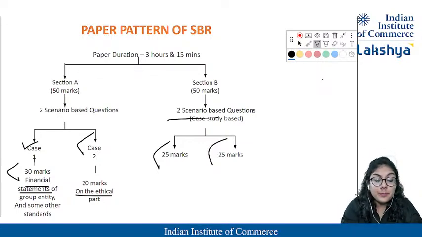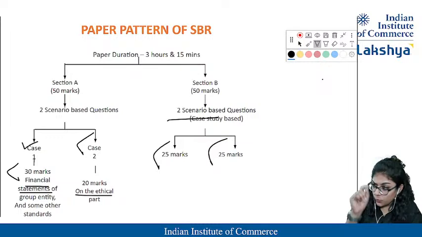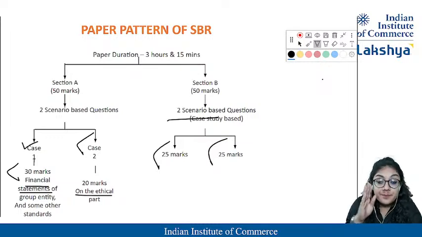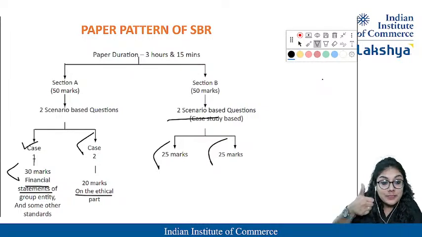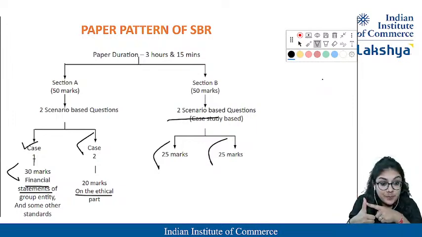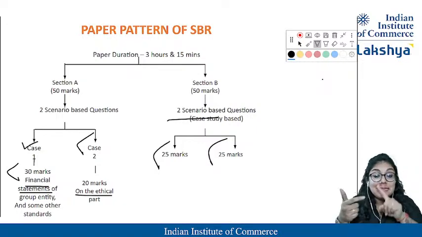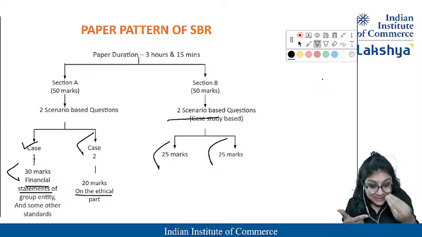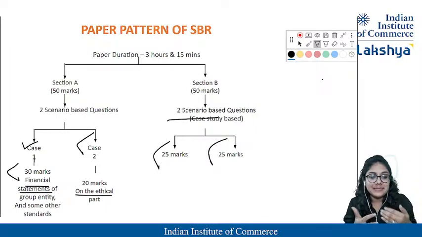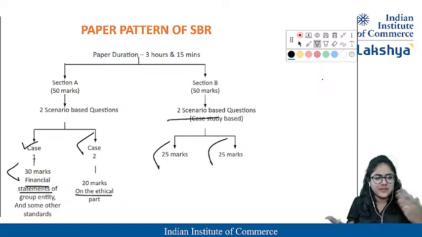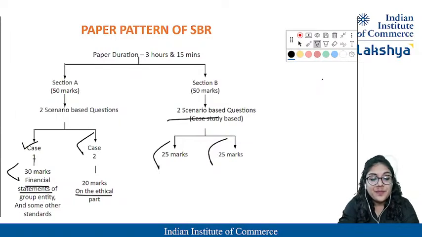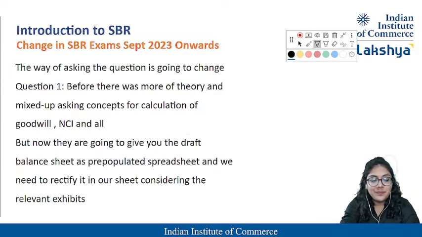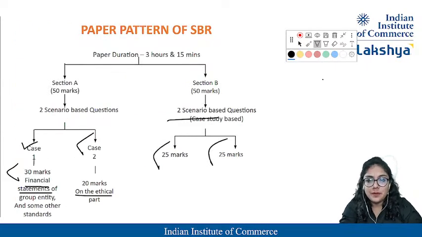See, they don't have a properly standardized examination, so this will be coming in this only. But the first question, normally they talk about the consolidation part. And then in the case 2 scenario, they'll be testing the ethics. And for section B, they'll be testing the ratios and whatever remaining questions they want to test from the relevant standards. So this is the paper pattern, and the paper duration is 3 hours and 15 minutes.